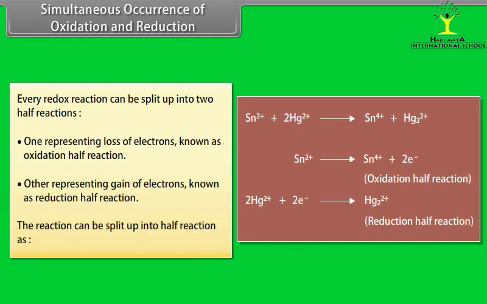The reaction can be split up into half reactions as Sn2+ gives rise to Sn4+ plus 2 electrons. This equation is the oxidation half reaction. And 2Hg2+ plus 2 electrons gives rise to Hg2 2+. This equation is the reduction half reaction.